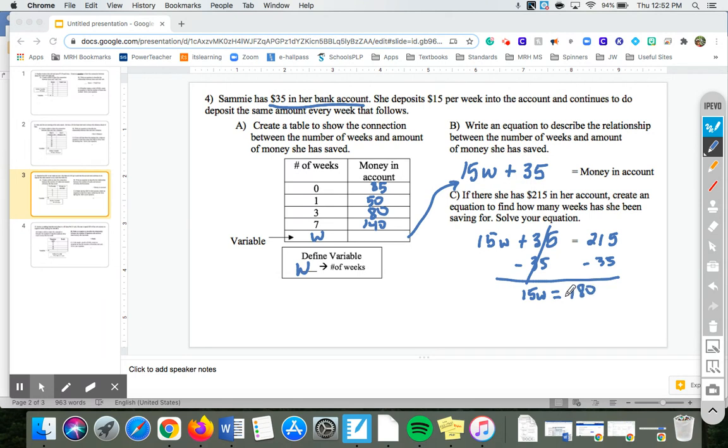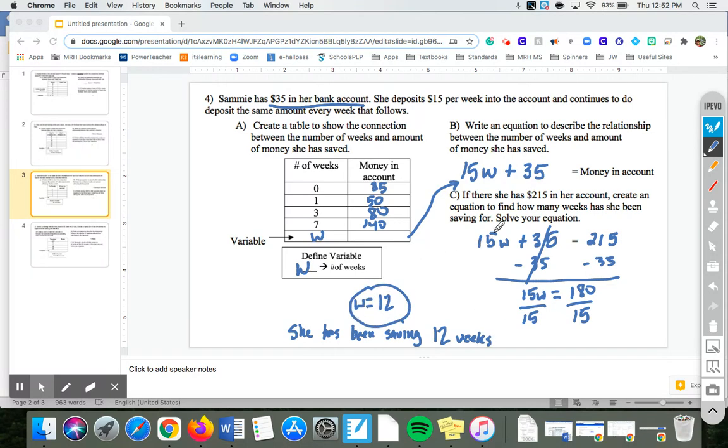And then I'm going to undo the multiplication of 15 by W by dividing by 15. So again, the opposite of multiplying by 15 would be divide by 15. So then divide both sides by 15, and W, I'll put it over here so I don't run out of room, is then equal to 12. Which again means that Sammy has been saving for 12 weeks. So that's what W equal to 12 means.